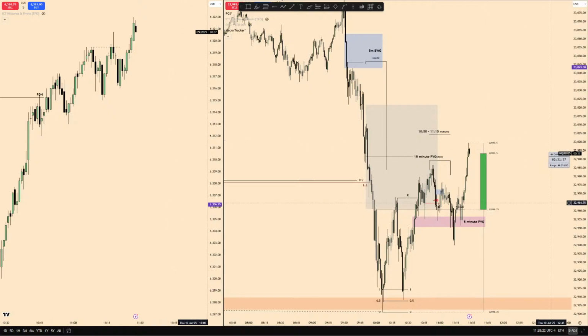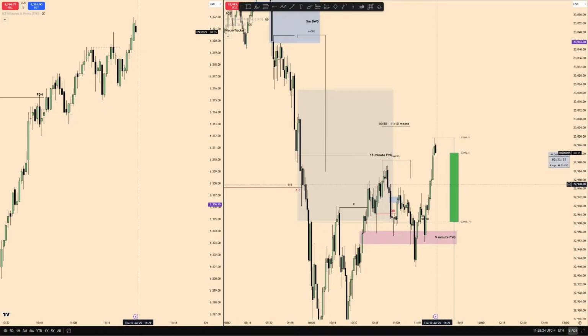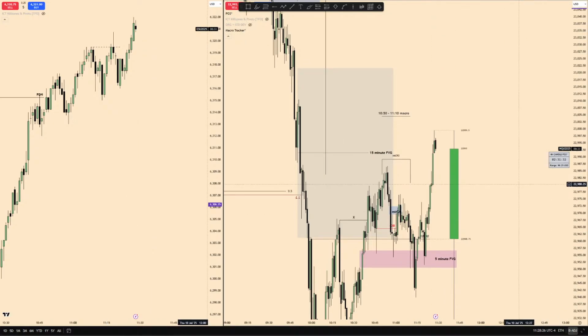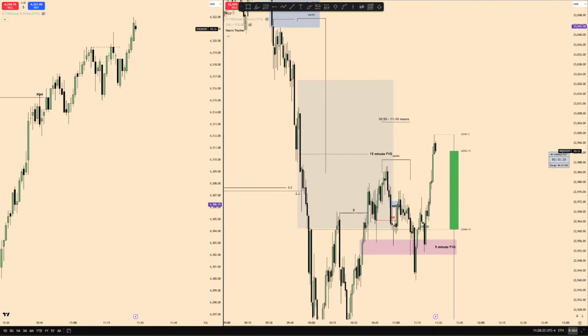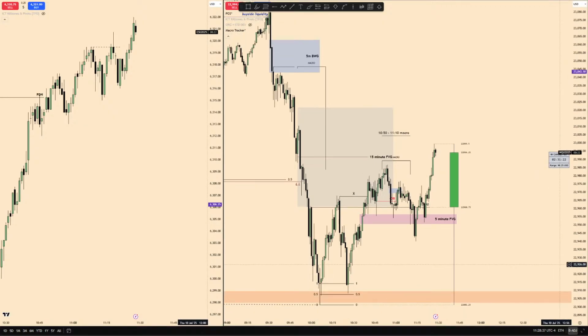Not break even because we are in that hourly gap. Yeah, you got a good fill though, so it's fine. Down below this 1-minute imbalance, this should hold. If this doesn't hold, then shut the charts off.